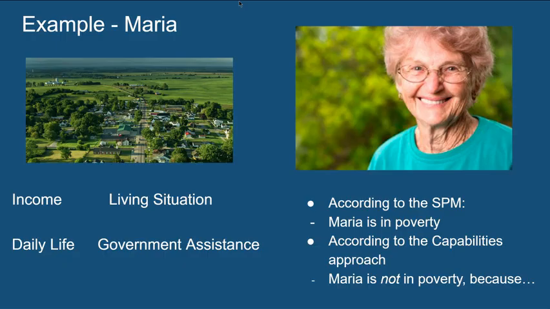According to the SPM, Maria is in poverty because her cash income is under the threshold even after accounting for non-cash benefits. However, according to the capabilities approach, Maria is not in poverty because she has the ability to live a dignified, healthy, and social life. She has access to healthcare, food, and security. Lastly, her freedoms and functionings are all intact.